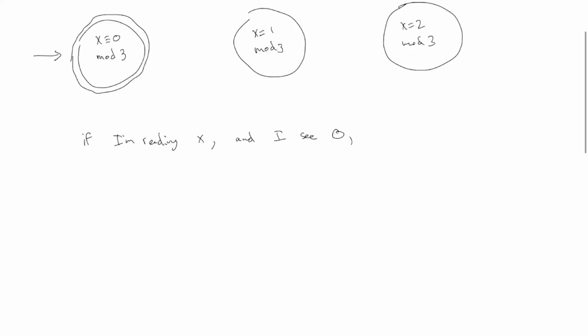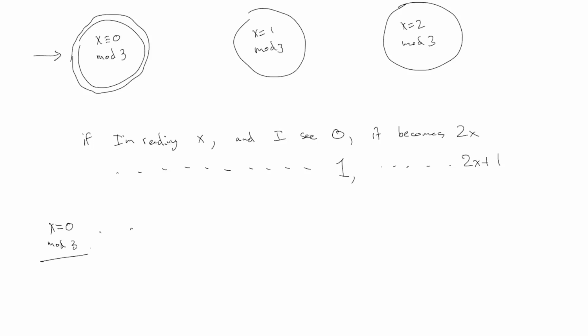So if I'm reading x and I see 0, it becomes 2x. And if I'm reading some number x and I see a 1, it becomes 2x plus 1. That's what we said last time. And this is the basic idea which will allow you to decide where all of these various arrows ought to go. So here is, let's say I am in the x equals 0 mod 3 state.